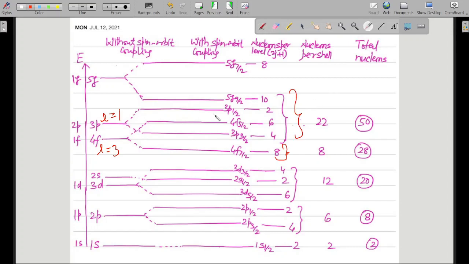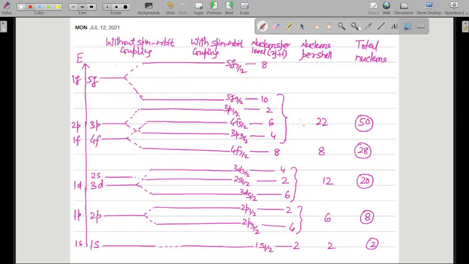Okay, up to here. But this shell also includes the upward 5g level. So for 5g, for g we have L equal to what? s, p, d, f. After f we have g. So L equals 4 for g, right? So 4 plus half is 9/2, 4 minus half is 7/2.